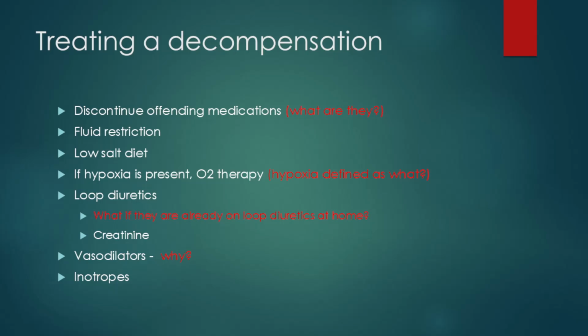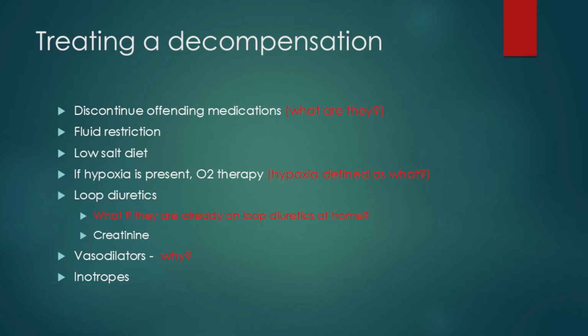So what are the offending medications? Non-dihydropyridine calcium channel blockers like verapamil and diltiazem, right? Also PDE5 inhibitors, okay? And pioglitazones, okay? Treat for diabetes. So those three are really the big ones you want to look out for. Again, non-dihydropyridine calcium channel blockers, also PDE5 inhibitors, and pioglitazones.